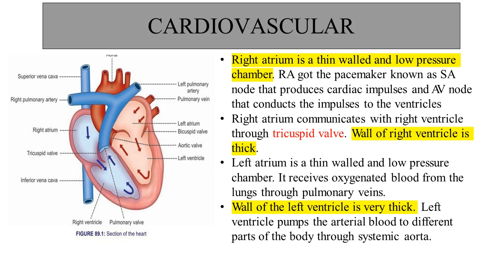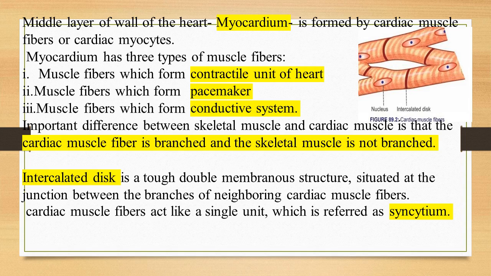properties. The cardiovascular system includes the heart's chambers, with the right atrium being thin-walled and low pressure, while the left ventricle has a very thick wall to pump blood throughout the body. The myocardium, the heart's muscular layer, consists of different types of muscle fibers, including contractile, pacemaker, and conductive fibers. Cardiac muscle fibers are branched, unlike skeletal muscle fibers.